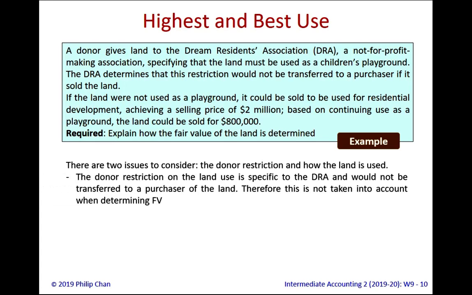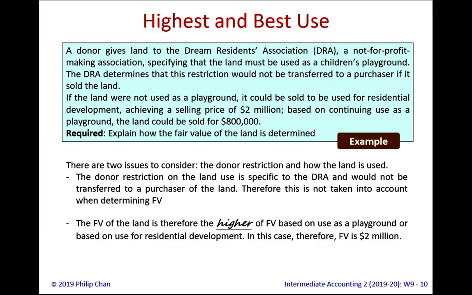For the first issue, the donor restriction is specific. Okay, the restriction of the land is in fact specific to the DRA only, and it will not be transferred to new purchasers of the land. And therefore, in this case, this so-called restriction can now be lifted, so you don't have to consider it.